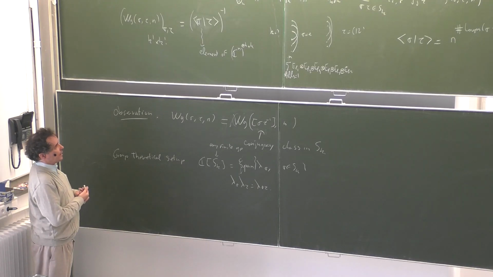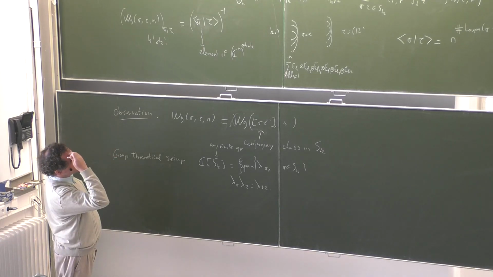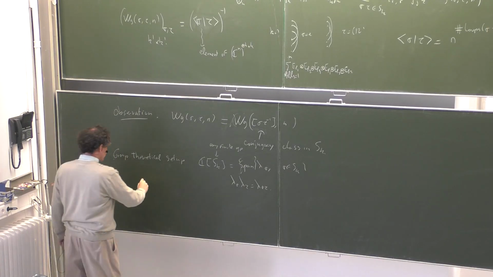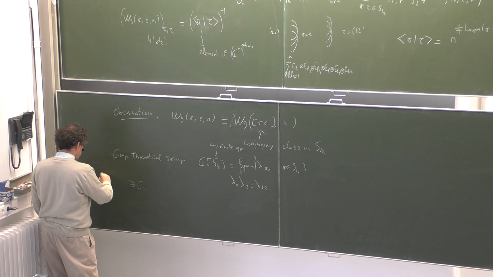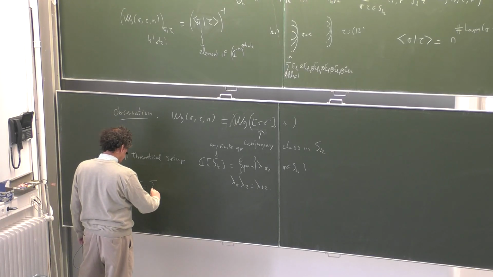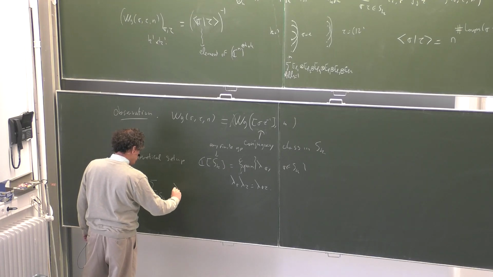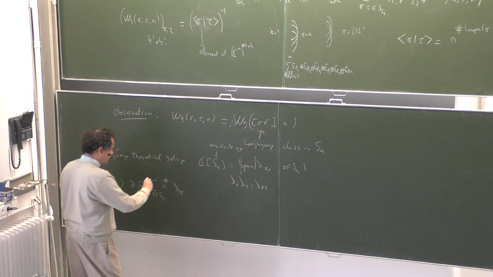And what we have there is, if we introduce this function, I will call it G. G is an element of the group algebra of the symmetric group, which is the sum over all permutations sigma of lambda sigma times n to the number of loops of sigma.